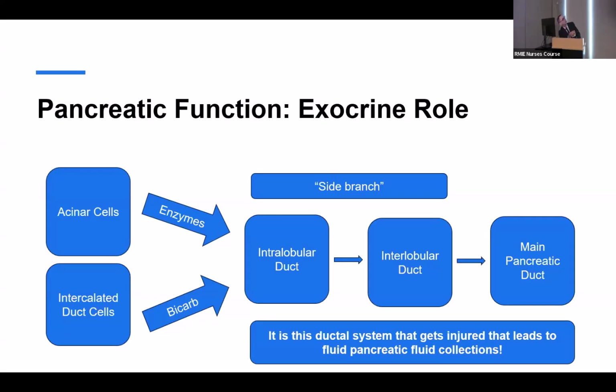Okay. These are going to be most often what you see. These are really flimsy parts. You really are not hoping for a main duct injury that leads to a pseudocyst. Okay. So this is very important for us just to kind of conceptualize, because this is the source of where we're getting our pancreatic fluid collections that lead to pseudocysts.